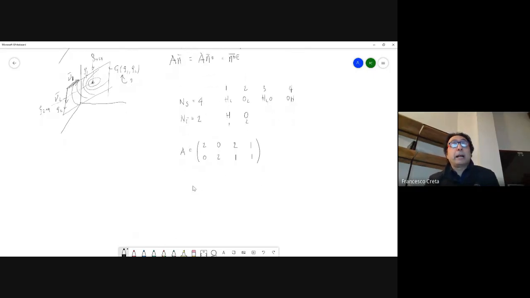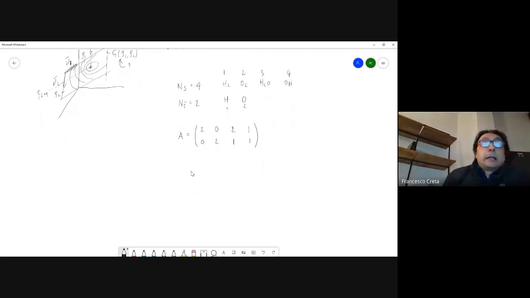Now, at this point, we would have to establish the basis vectors of the kernel of A. So how many do we have? Well, we have Ni1 and Ni2, right? Because this is a basis of the kernel of A.